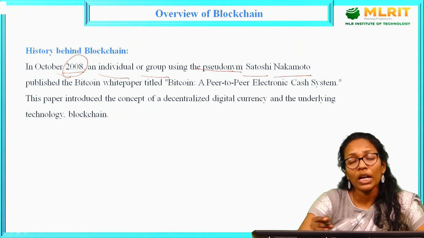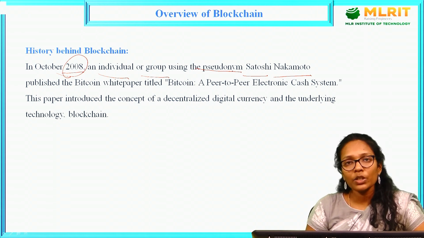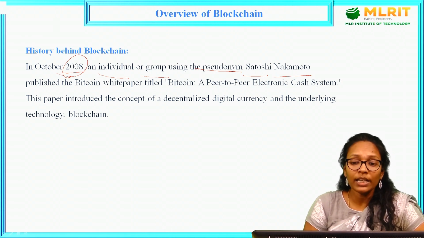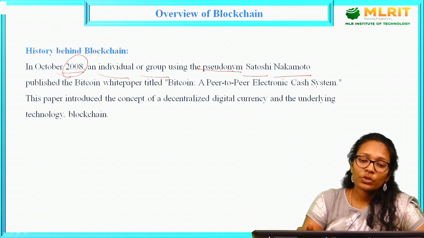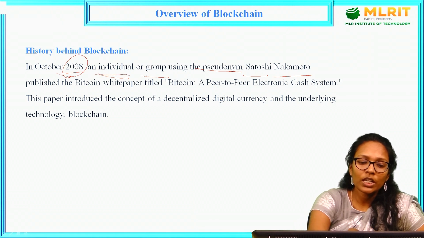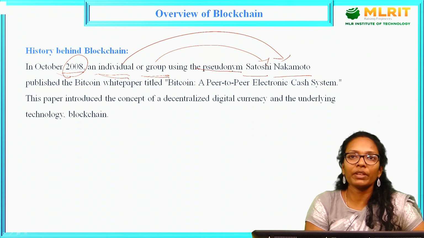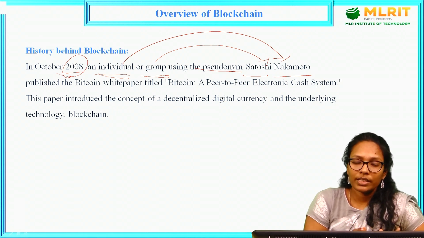Satoshi Nakamoto. Till now we don't know the identity of this person. We don't know even whether it is a single person or a group of persons. They gave an anonymous name for that, Satoshi Nakamoto. That's why we mentioned individual or group. It may be an individual person's name or it may be a group name they have given for a set of developers.